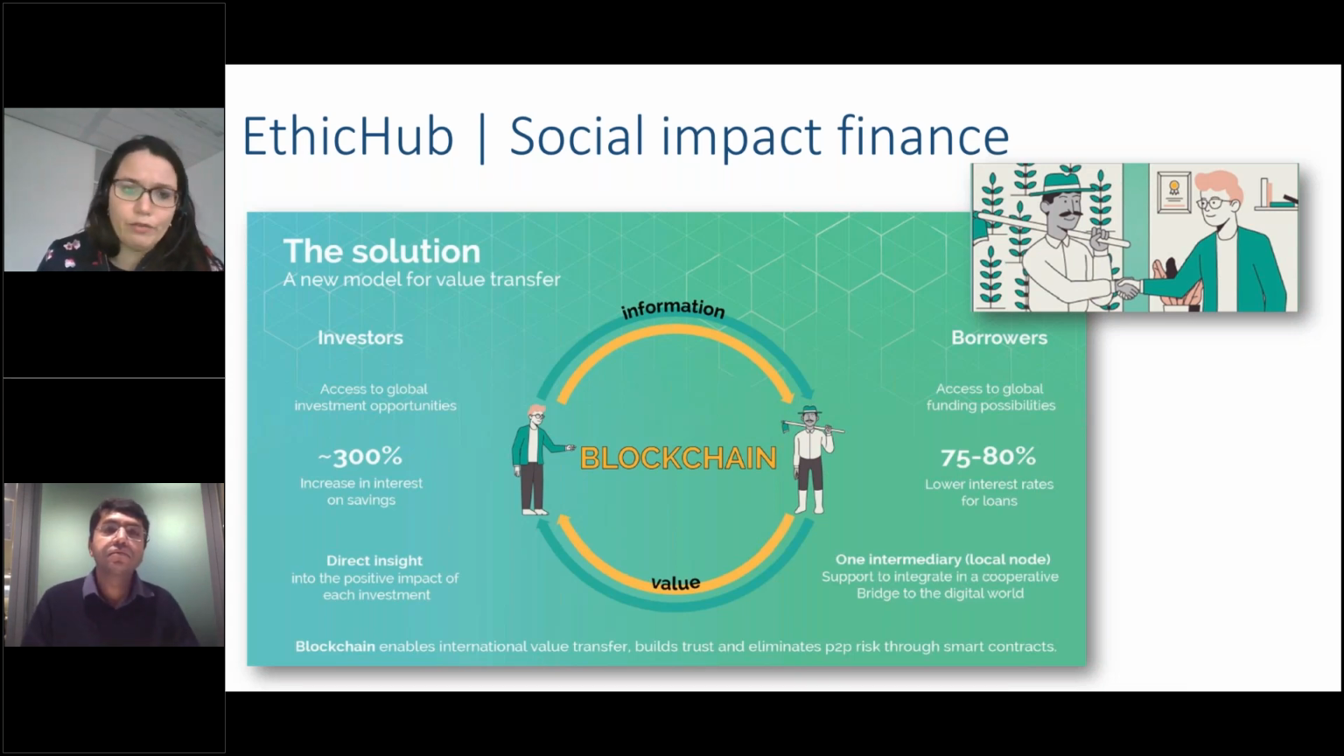So EthicHub is a platform where smallholders and investors from all over the world can meet each other to create this type of loan system. What is also nice about EthicHub is for the investors, they provide a guarantee fund. So in the case there's a default and the farmer is not able to pay back, they will offer a guarantee through their funding.